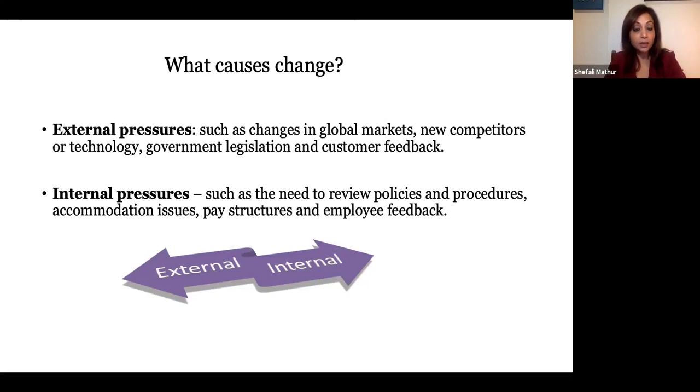Now, sometimes it could be internal pressures, such as we need to review certain policies and procedures because maybe the leave policies are not working out according to the environment, or we need to look at our contractual policies in place. We need to look at pay scales because the pay structure is changing, salary structure is changing. Maybe within our employee feedback, we've received certain feedback from our employees that the transitions have to be made smoother, clearer, and those are the internal pressures that drive us to make these changes.